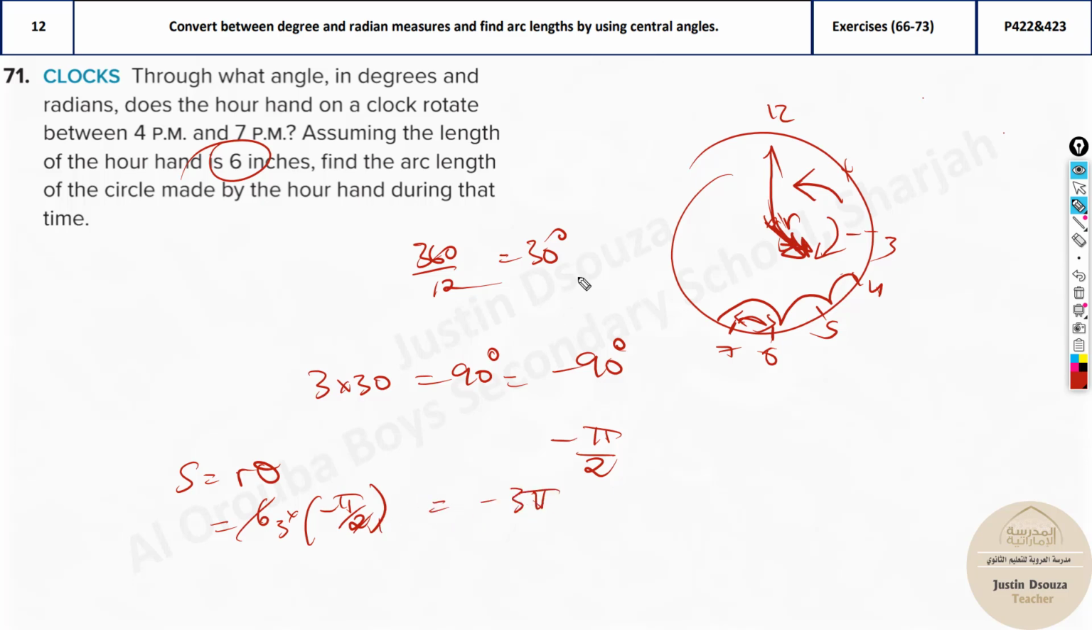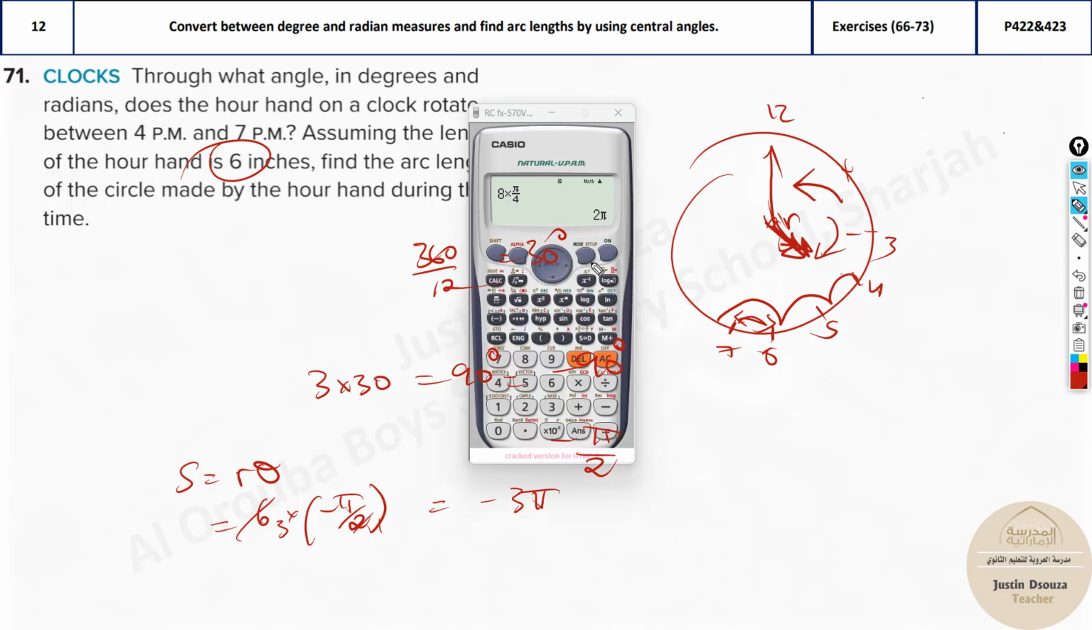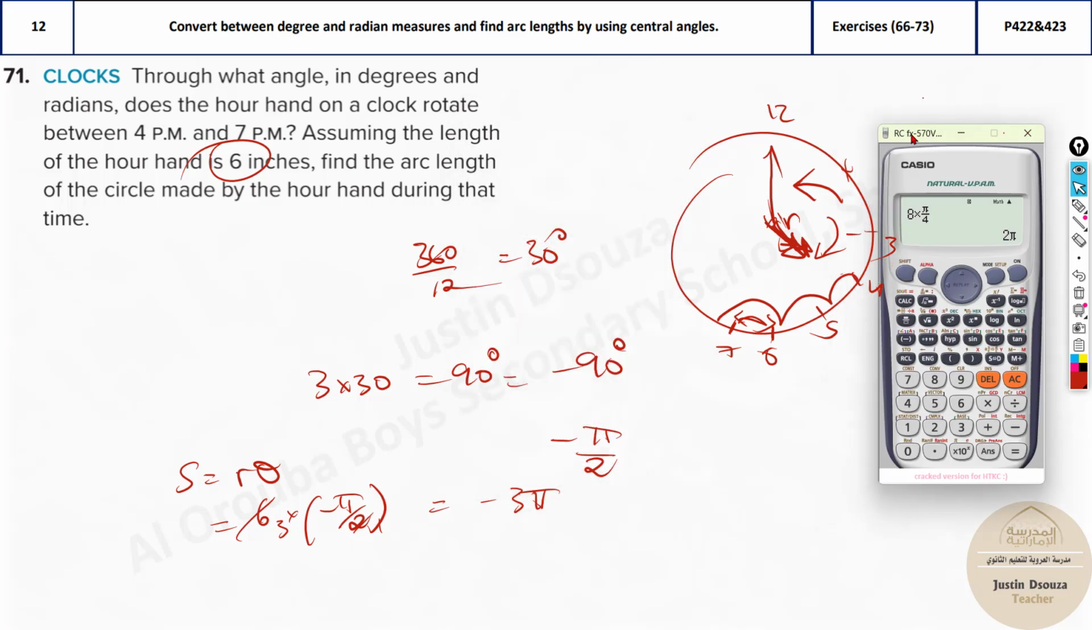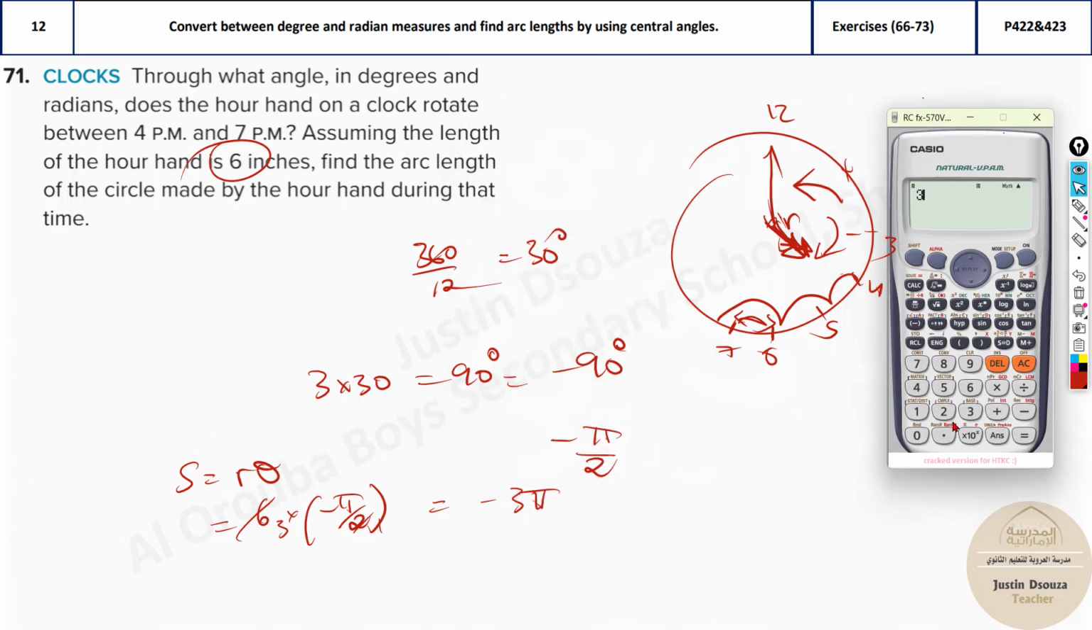Now I'll just put this in the calculator to explain it better. Here we have 3 pi. Let me just take it over here. 3 and pi. This is the answer. But how much distance exactly is 3 pi? It's 9.424 inches. Basically, that is the distance that this particular hour hand moves.